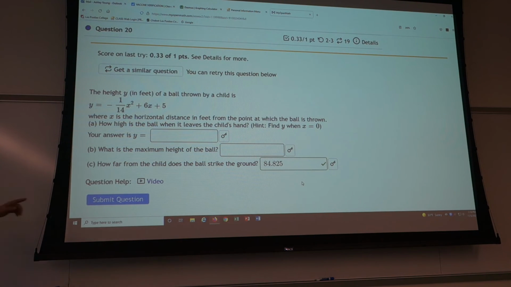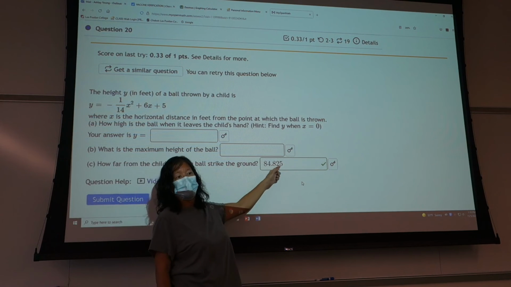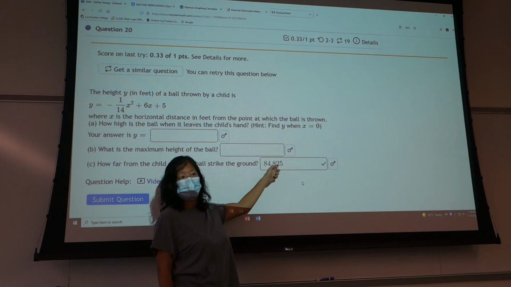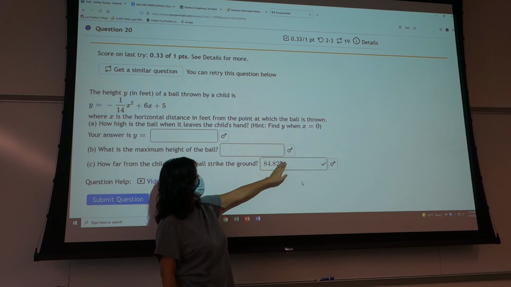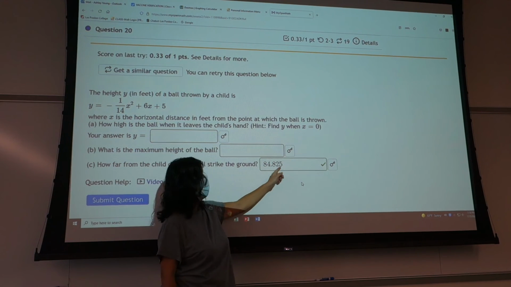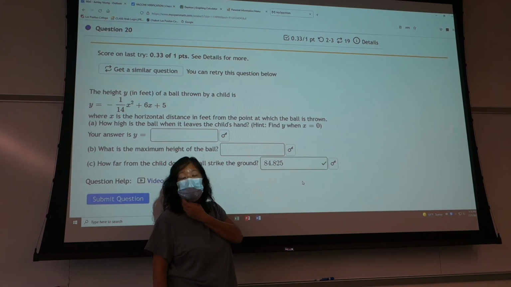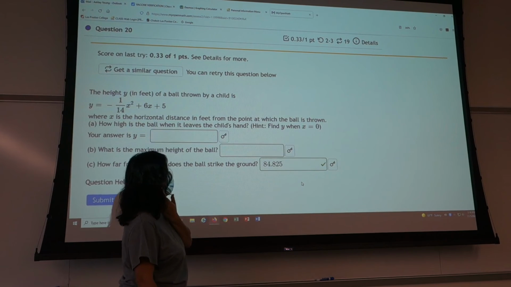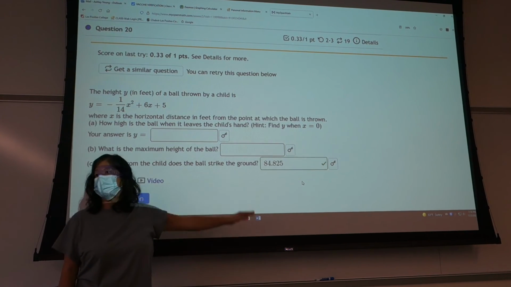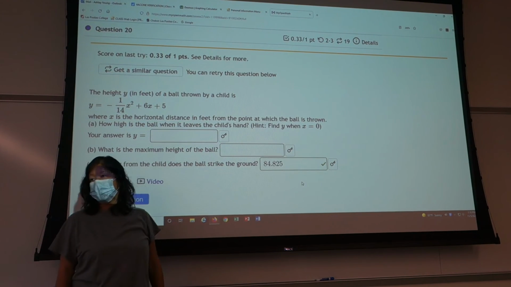You don't have to put in the exact number, just give yourself 2 or 3 decimal places. Just make sure you round correctly. If I put in 82, it'd mark it wrong because I should round up because of the 5. Sometimes you don't know how many decimal places they want. So there, it's pretty flexible. You give it 2 or 3, and it'll be fine.